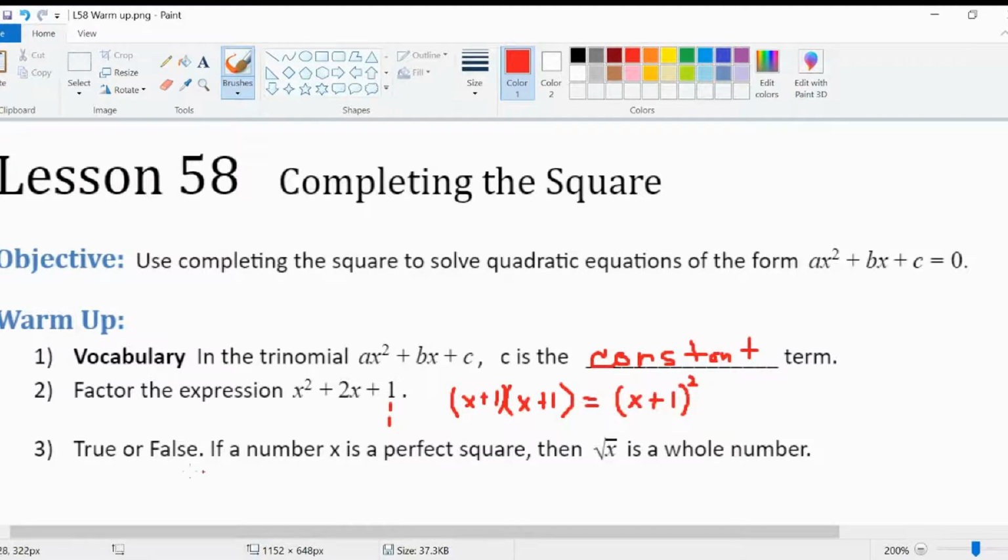And lastly, true or false, if a number x is a perfect square, then the square root is a whole number. So if x is a perfect square, like 25, and you square root 25, yes, you will get a whole number 5. So true or false, that one is true.